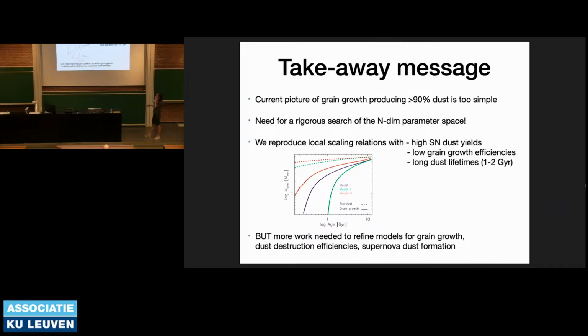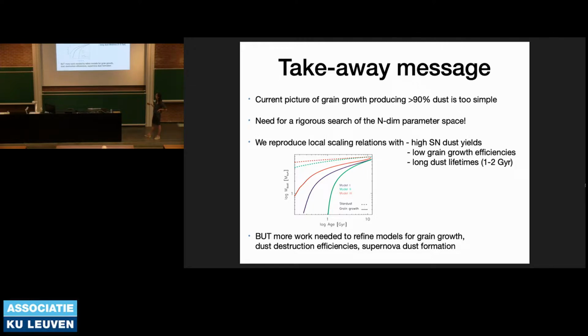So takeaway message, I think the current picture of grain growth dominating 90% of all dust that we observe in galaxies is definitely too simple. By doing a rigorous search of parameter space, you can find different solutions for sure, and it also works with efficient supernova dust formation, which is in line with the supernova dust masses that we observed in some galactic supernova remnants. But of course, as I've shown you as well, we need to fine-tune our chemical evolution models.